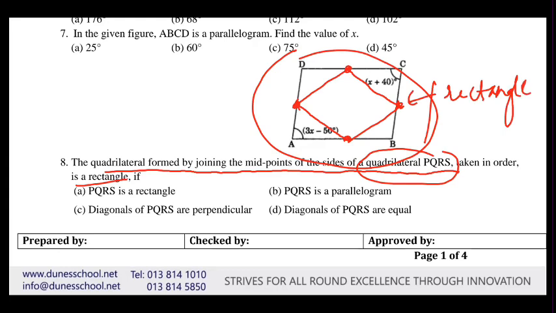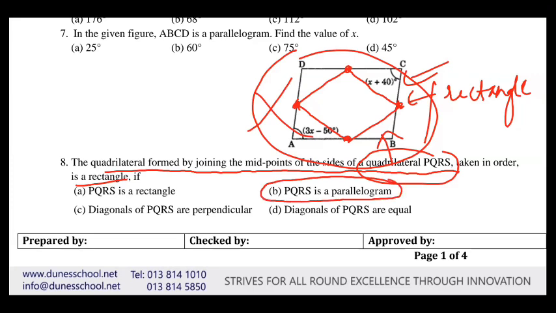Can you get a rectangle in a parallelogram? Is it a rectangle, beta? No, this is not a rectangle. In a parallelogram, you cannot get a rectangle. So option B is wrong. Okay? Next we'll see.